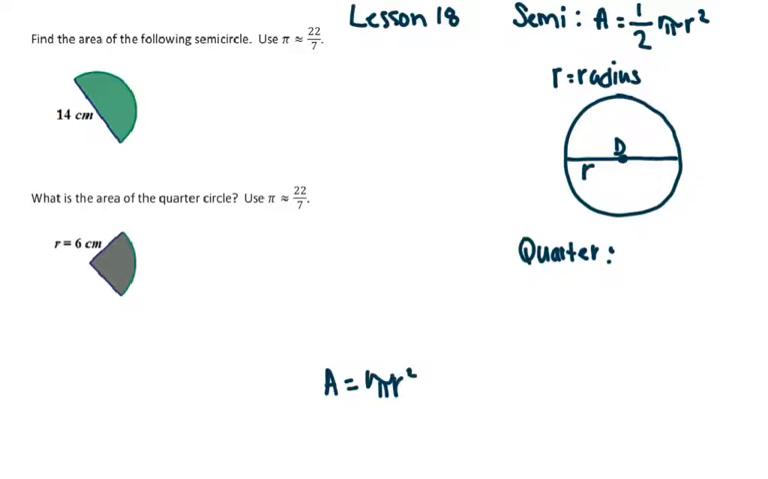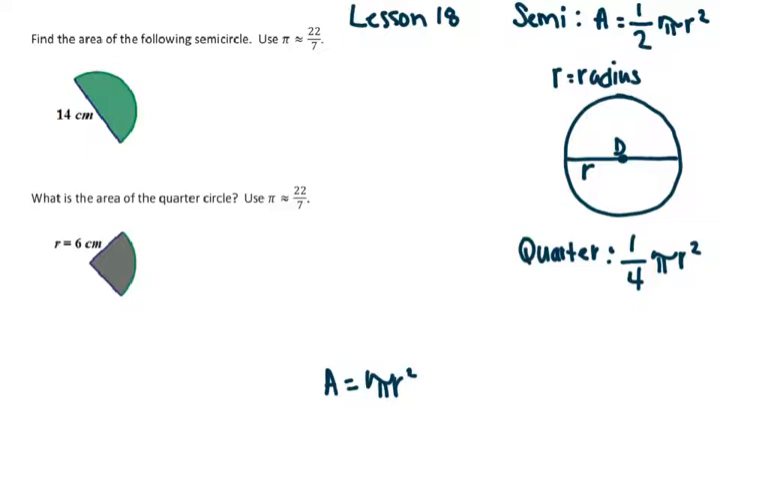When we're looking at a quarter of a circle, since a quarter is 1/4 of the bigger picture, we're finding 1/4 of this circle. So that means that we're going to write our equation as 1/4 pi r squared. We just need to multiply the area of the entire circle by 1/4 since we're only looking at 1/4 of that circle. So we're going to dive right in and take a look at each of these problems.